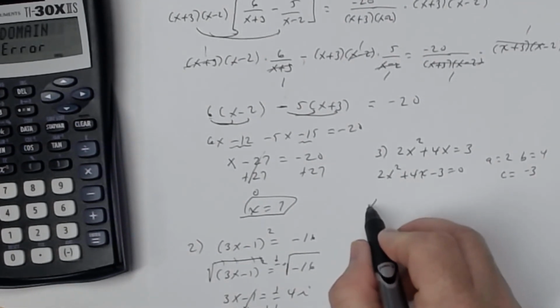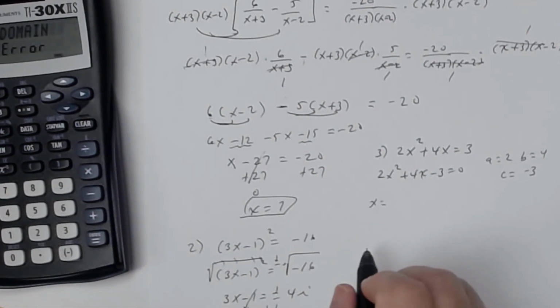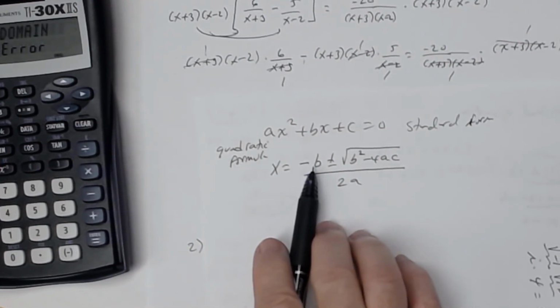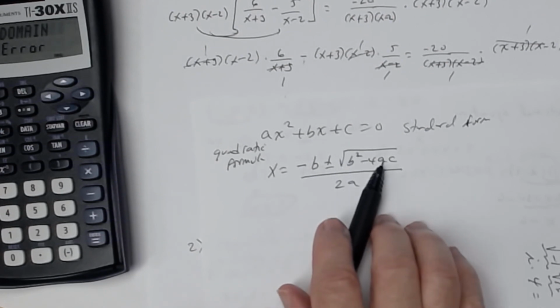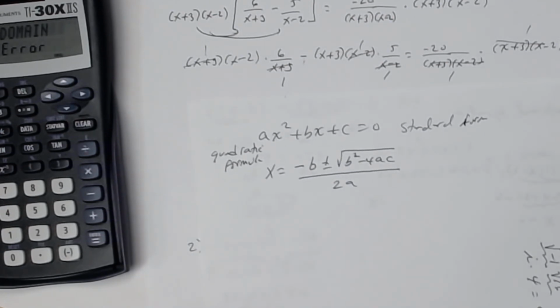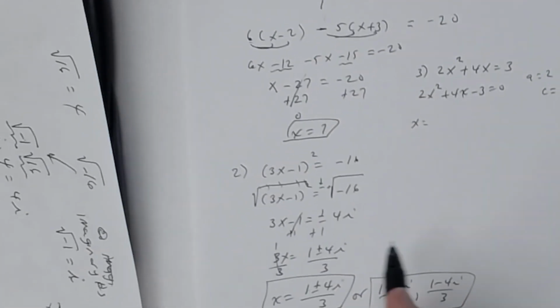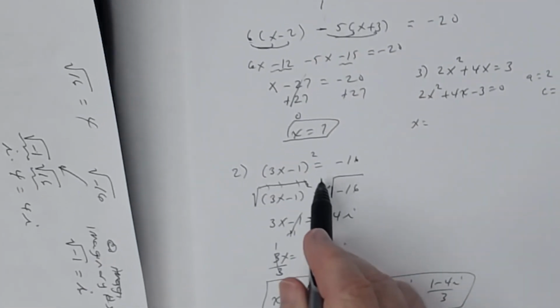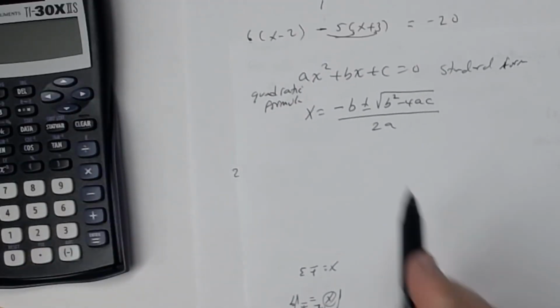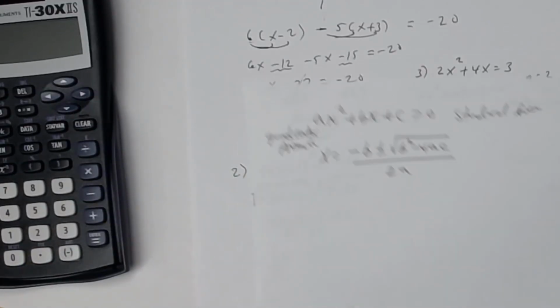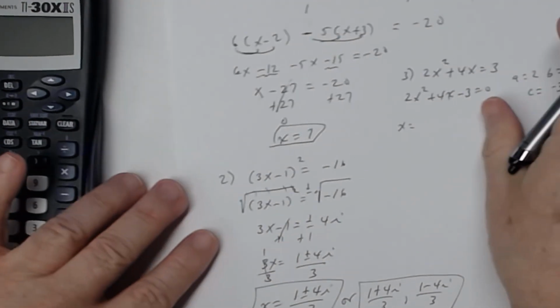So now I'm going to substitute these values into the formula. So remember the formula: the opposite of b, plus or minus the square root of b squared minus 4ac, over 2a. And notice the similarities here. See the plus or minus right here. When dealing with a quadratic equation, you have that plus or minus. You have it here, plus or minus.